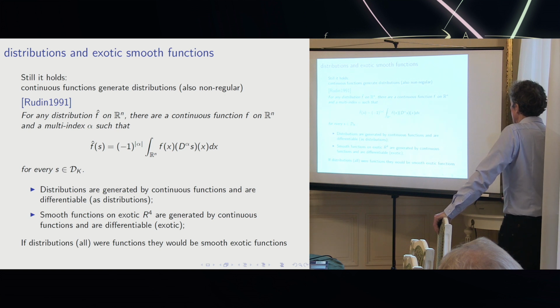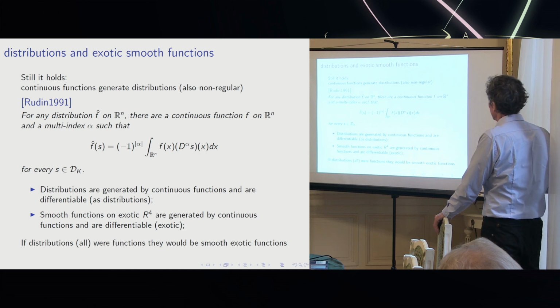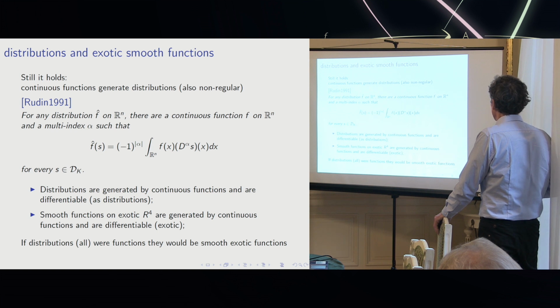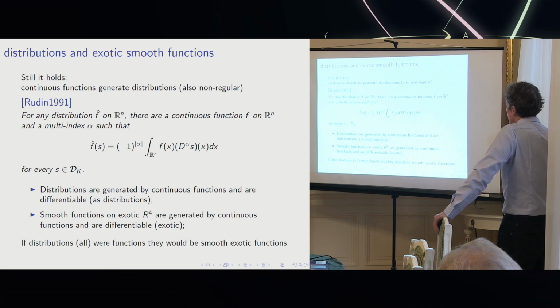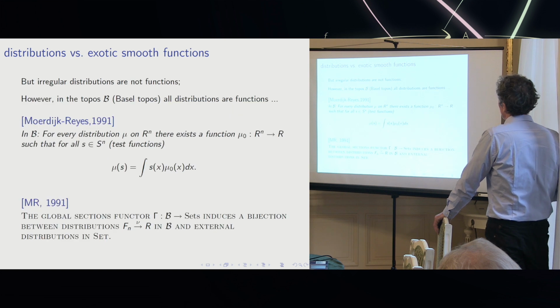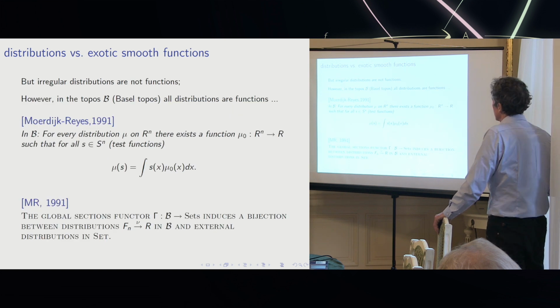So distributions are generated by continuous functions and of course are differentiable as distributions, and smooth functions on exotic R4 are generated also by continuous functions, because any exotic smooth function on R4 with real values has to be continuous. This is a general fact. So in particular, if it were the case that all distributions were regular, we could easily transfer this differentiability of distributions over differentiability of exotic functions on R4. But this is not the case, as we know, since there are irregular distributions.